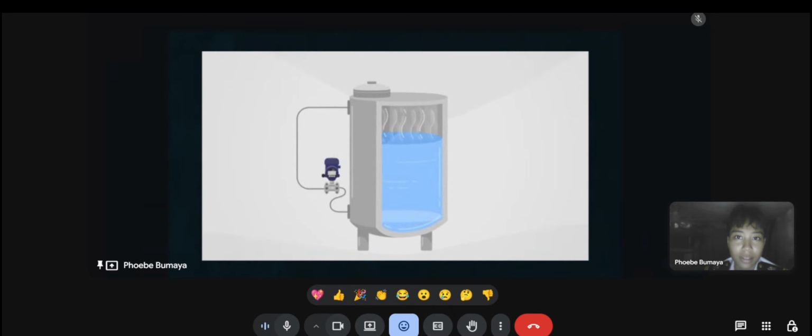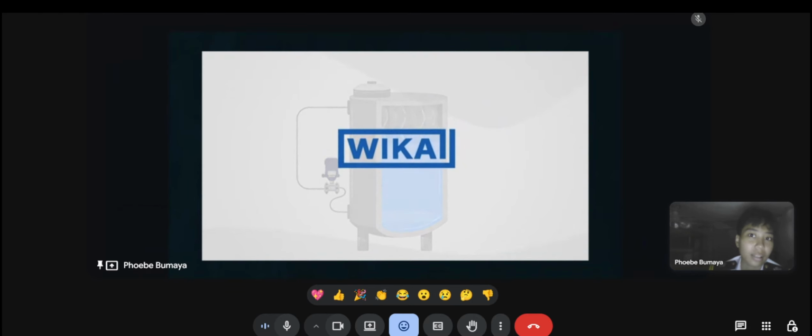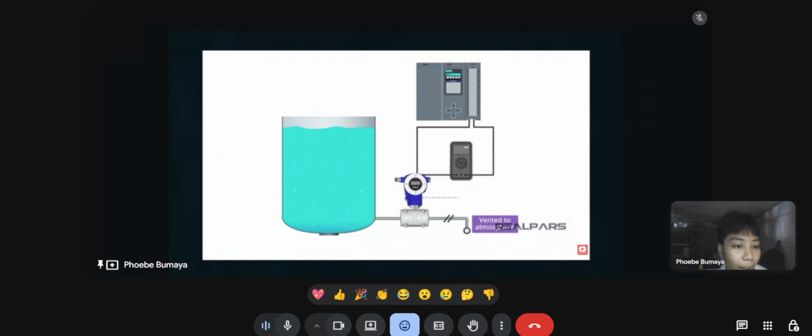And that's all for my first example. Let's proceed to our second example, where we ended the first part. We'll look at a control loop where a differential pressure transmitter is connected to measure an open vessel level.